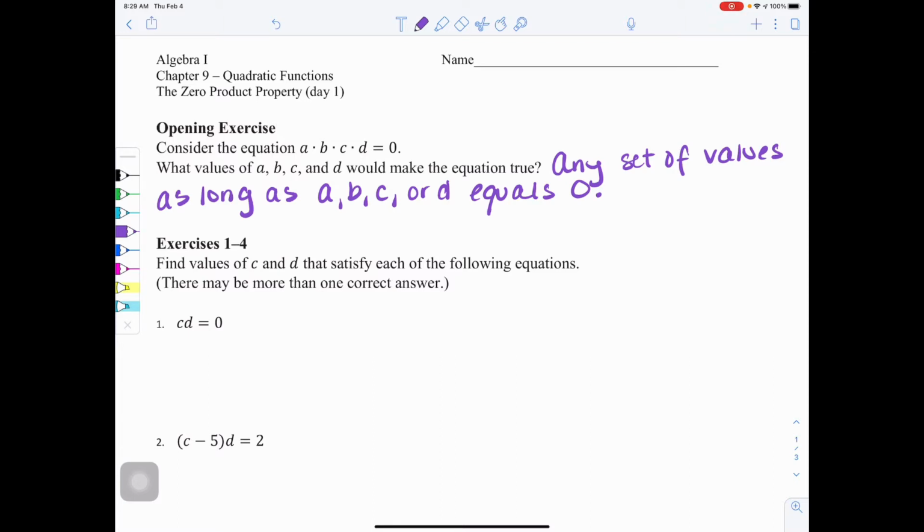Now, having done the opening exercise, I want you to try exercises 1 through 4. It says, find values of C and D that satisfy each of the following equations. There may be more than one correct answer. So again, I would like you to pause the video and try exercises 1 through 4, and then you can resume the video to go over the answers with me.